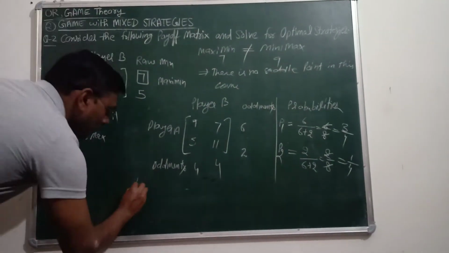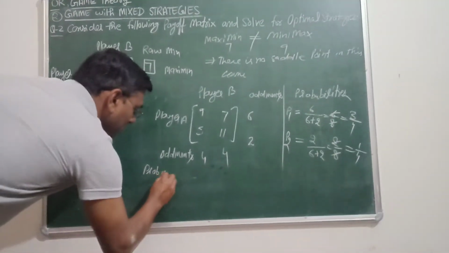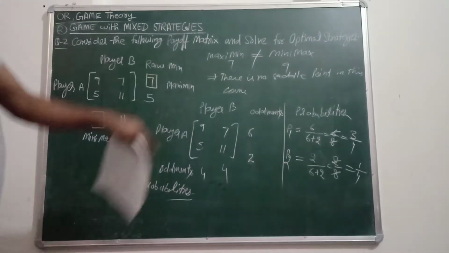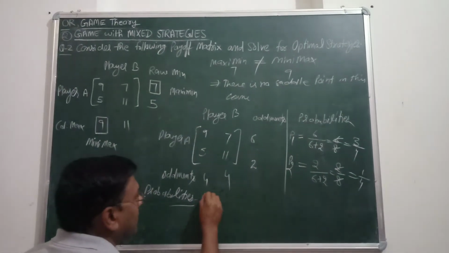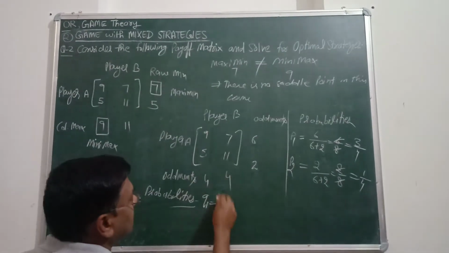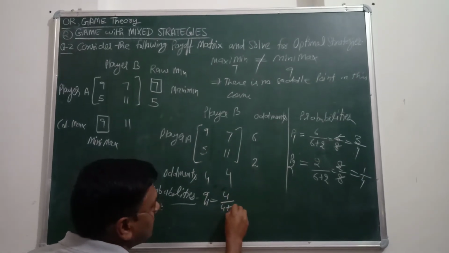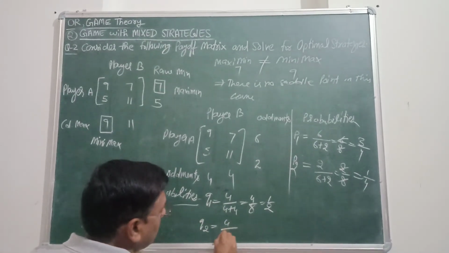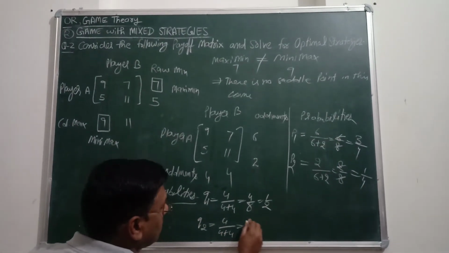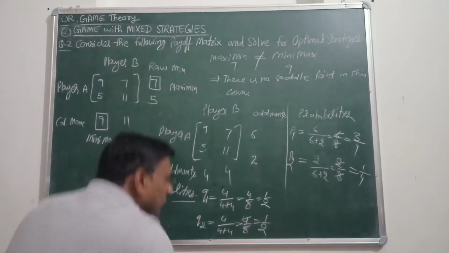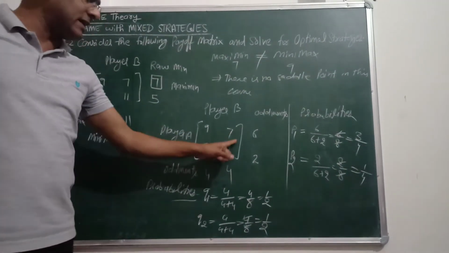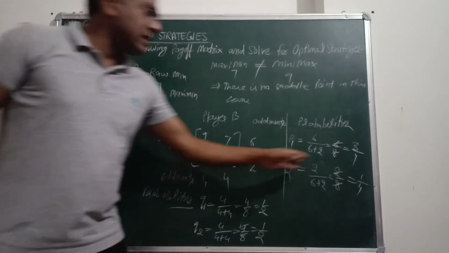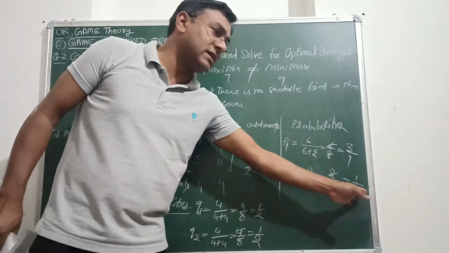Similarly we can find the probabilities of use of different strategies by player B. Q1, the probability of using the first strategy, is the oddment upon the sum of oddments, 4 by 8, that is 1 by 2. And Q2 is again 4 upon 4 plus 4, that is 4 by 8, which is equal to 1 by 2. Now you will see that not a single strategy has been used exclusively by either player. So this is a mixed strategy, because some ratios of the different strategies are utilized by each of the players.